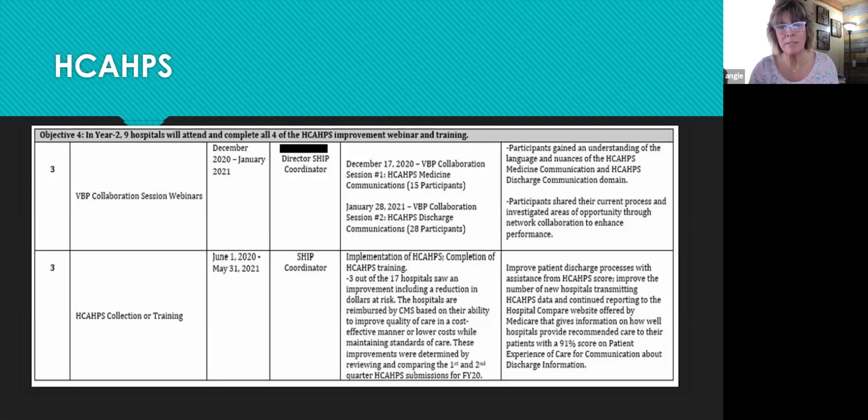Participants gained an understanding of the language and nuances of the medicine communication and discharge communication domains. But what does that really mean? Did they have a pre-post test? What did we demonstrate as enhanced from this? Participants shared the current process and investigated areas of opportunity through network collaboration to enhance performance. Okay, how are you measuring that? Yes, you've said you're going to do this with your consortium in your series of webinars, but how are you measuring that to truly demonstrate that you're making a difference? If you guys were to do those, then looking at those two, would you word them any differently?